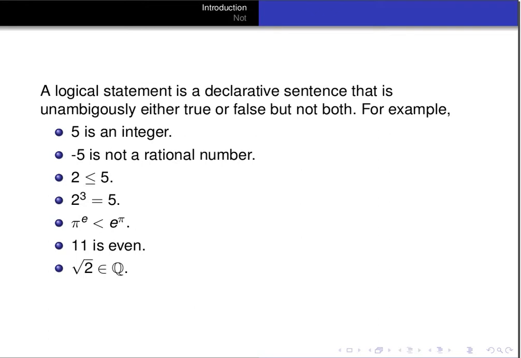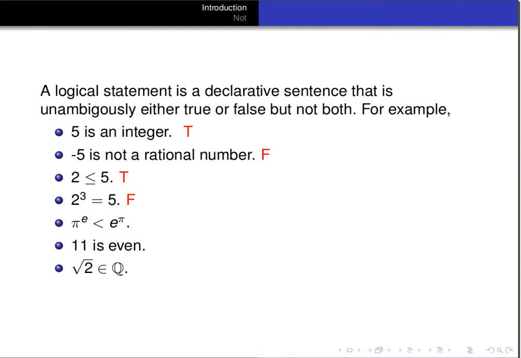So, for example, these statements are all logical statements. They're all unambiguously true or false. 5 is an integer is a logical statement that happens to be true. -5 is not a rational number. That's a false logical statement. 2 less than or equal to 5 is true. 2 cubed is 5. That's false.